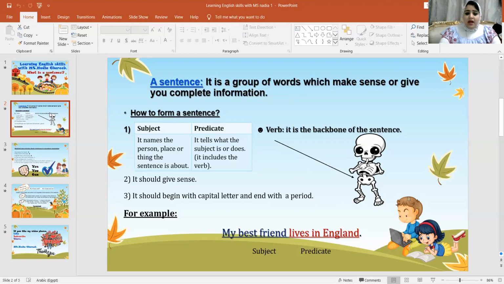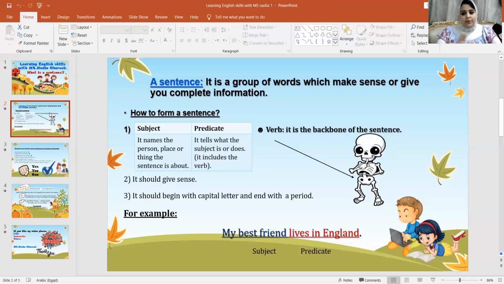For example, here, I have: My best friend lives in England. Rule number 1, do I have a subject? My best friend. I'm talking about a person, my friend. Do I have a predicate? Lives in England. Do I have a verb? Lives. My best friend lives. This is a verb. Lives where? In England. So here I have clear, complete information. He is telling you that my friend is living in England.